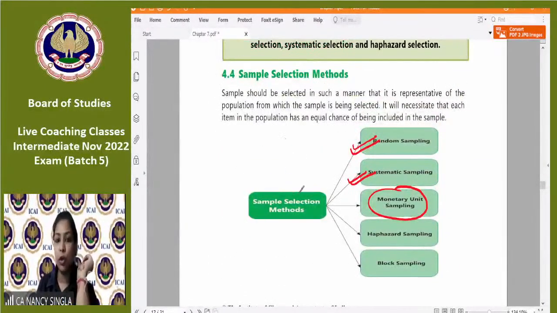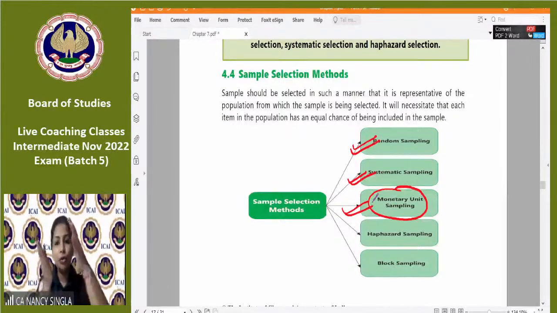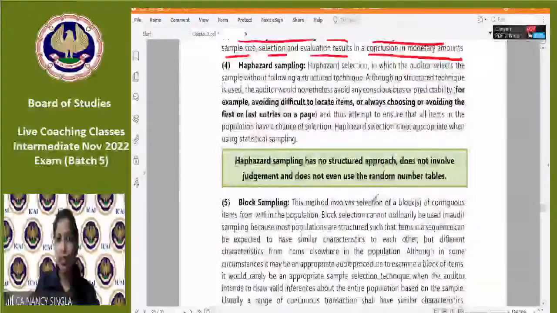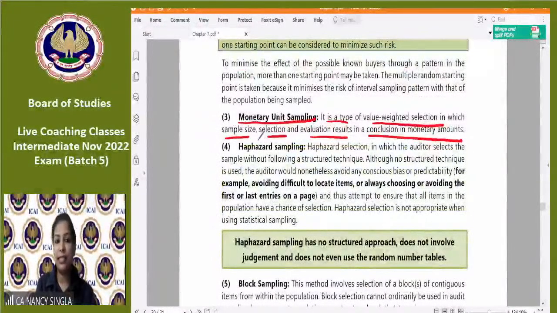So we have done what? Monetary unit. And now if many of you will ask me, ma'am, why are we reading it again? Because there, SA 530 says that when you are understanding the characteristics of the population, you may either stratify or do value weighting. And here we are saying when you're selecting the sample, you may do it on random sampling, which can be stratified also. You may do it using monetary unit sampling, which is what? Value weighted selection. Clear? Now the fourth, haphazard sampling.